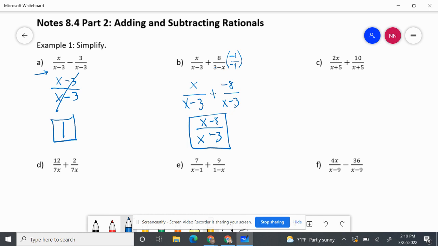For letter C, denominators are the same, so we write x plus 5. Then when we add the numerators, we have 2x plus 10. We notice that the numerators have a 2 in common, so we factor out the 2. And what we notice is that they cancel, and so we get a 2.